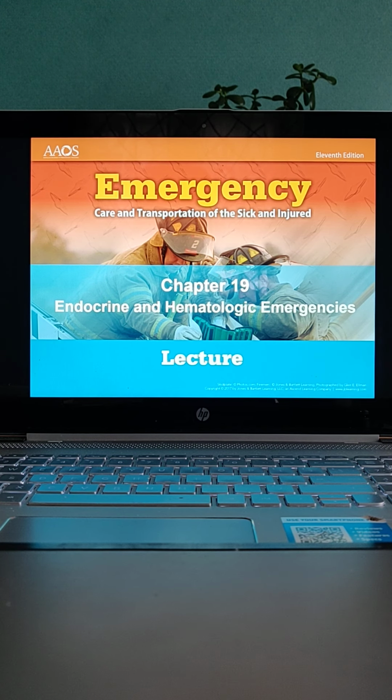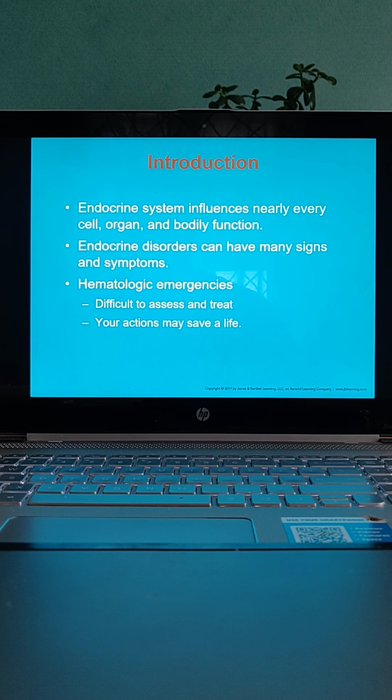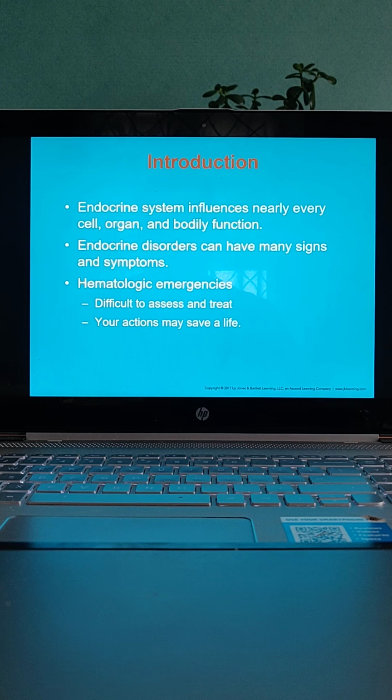Let me pull up the slide. Sorry about that. The endocrine system influences nearly every cell, organ, and bodily function. The endocrine disorders can have many signs and symptoms. Okay, hematologic emergencies, which are blood emergencies, are difficult to assess and treat, and our actions can actually save a life.